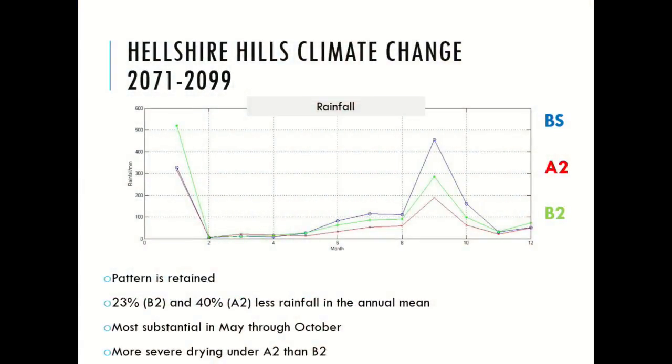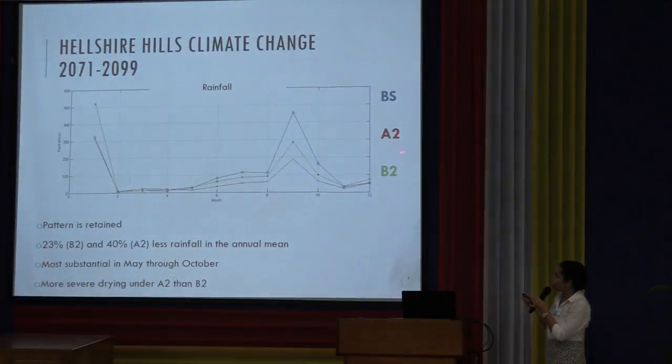So just to show you what we ended up with as the Hilsa Hills future climate for 2071 to 2099, we identified that for rainfall, we would lose, under our best case scenario, about 23% less rainfall throughout the year and 40% less rainfall under a worst case scenario. And this graph is just showing that. BS means baseline, so what we're having now. A2 is our worst case scenario and B2 is our best case scenario.